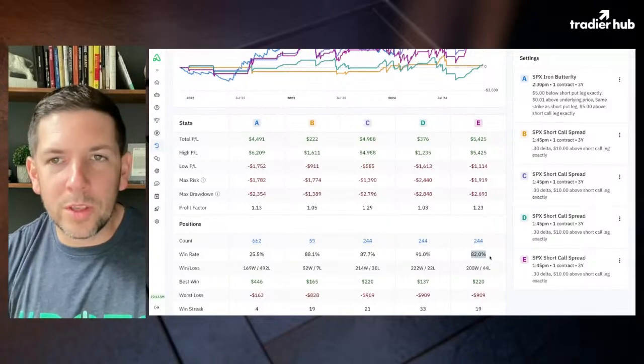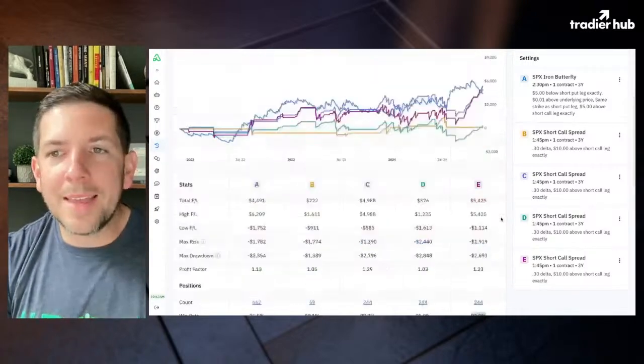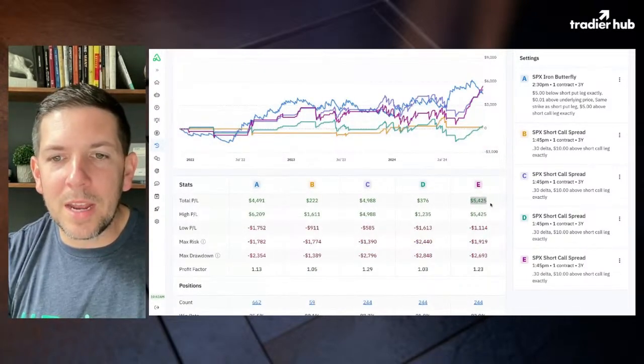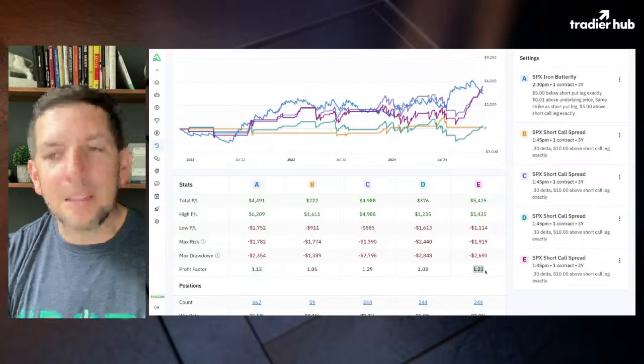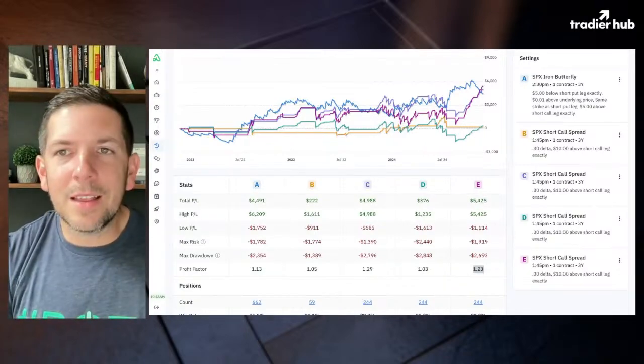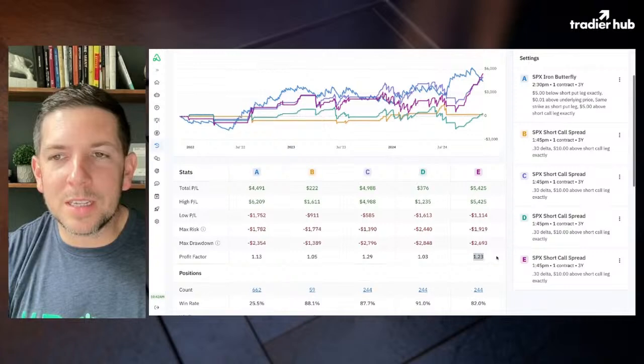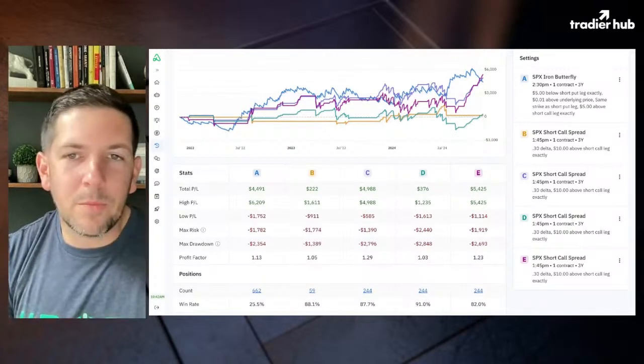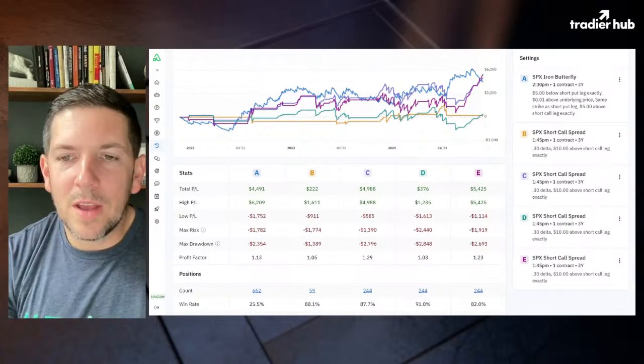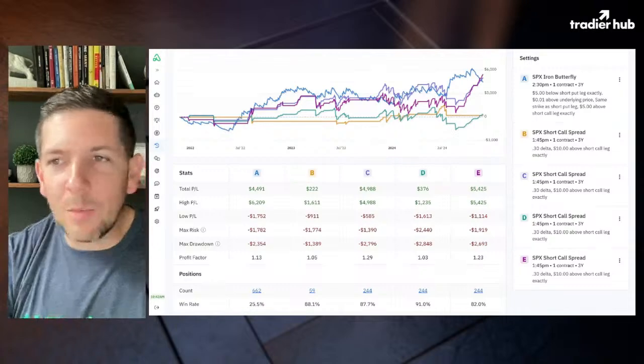Your win rate went down. That makes sense. You're holding the position a little bit longer. But at the end of the day, you're making a little bit more money. Your profit factor is a little bit less. So maybe it was just kind of a cyclicality thing. It may not be one you want to stick with, but overall, you made a little bit more money on that particular strategy.